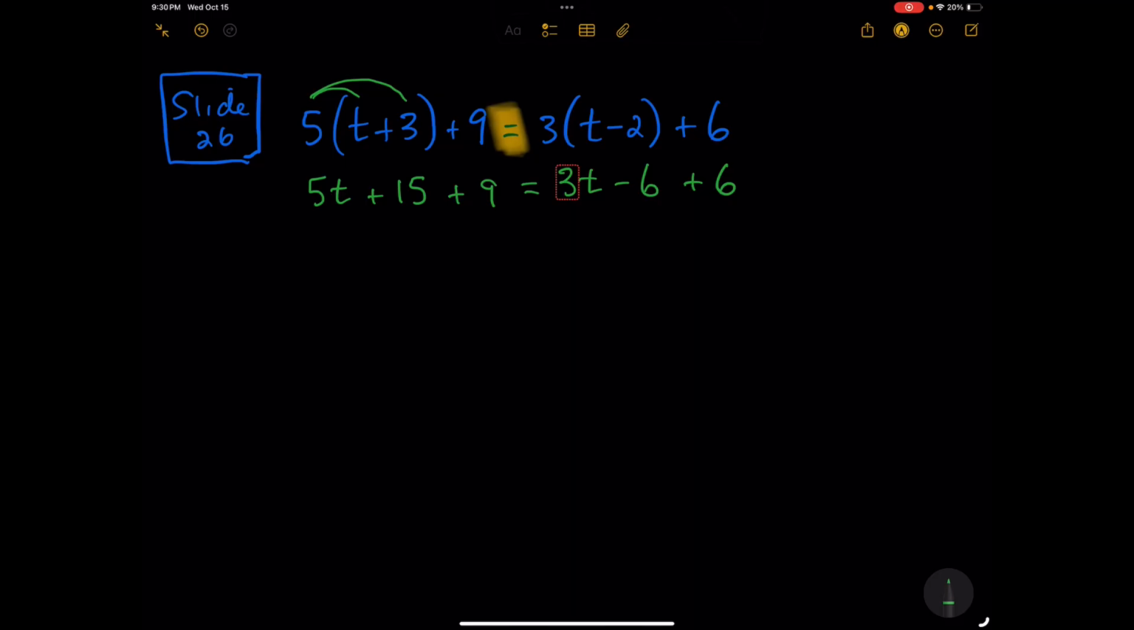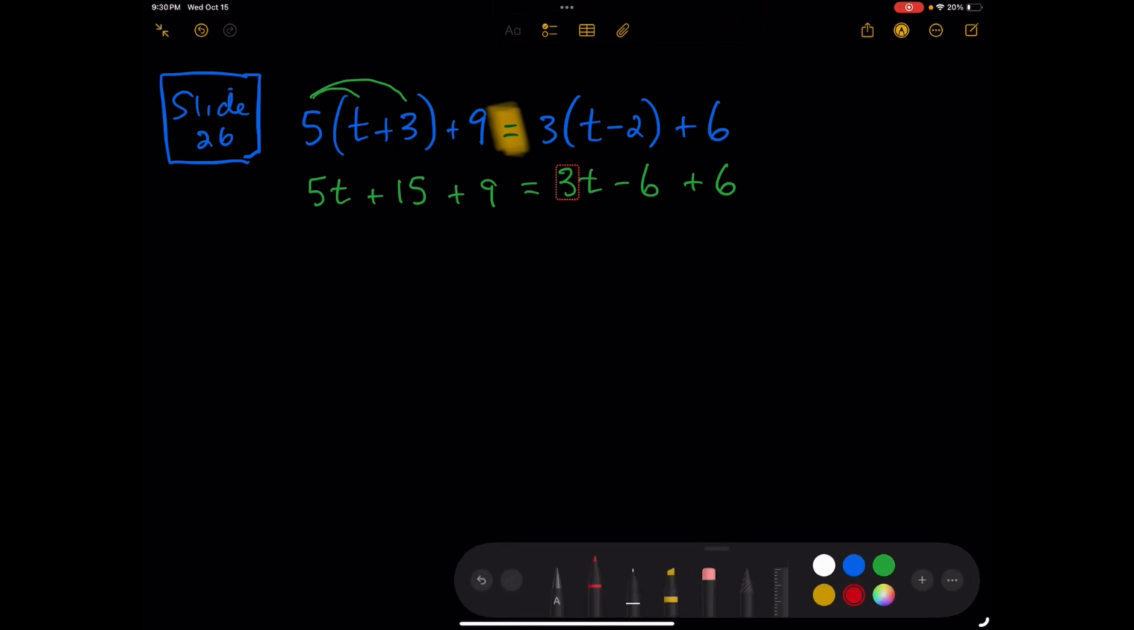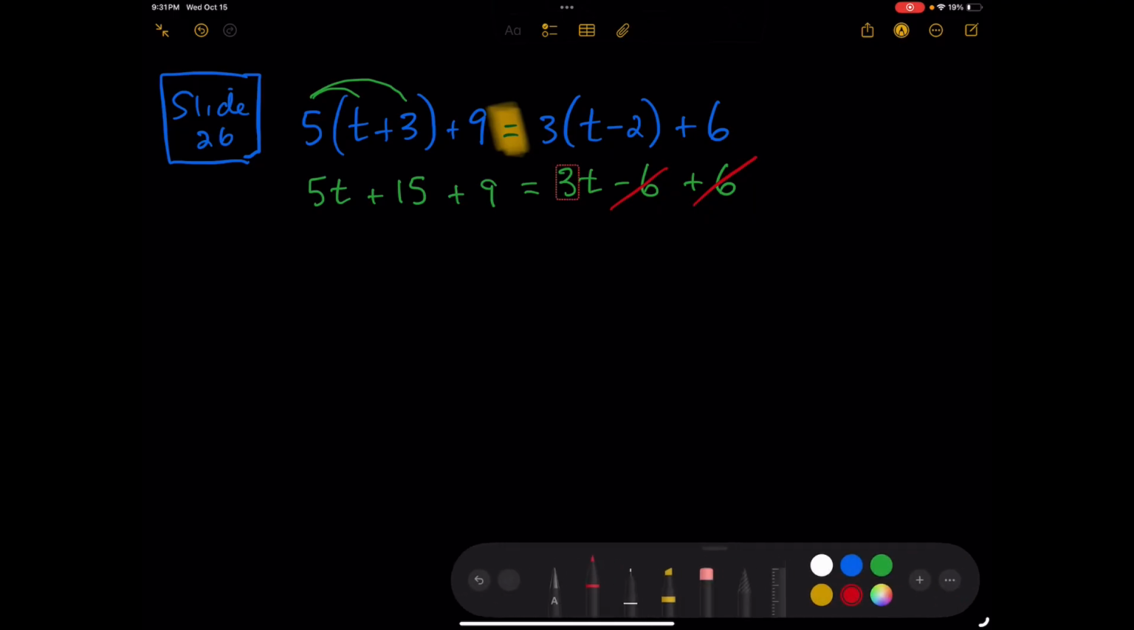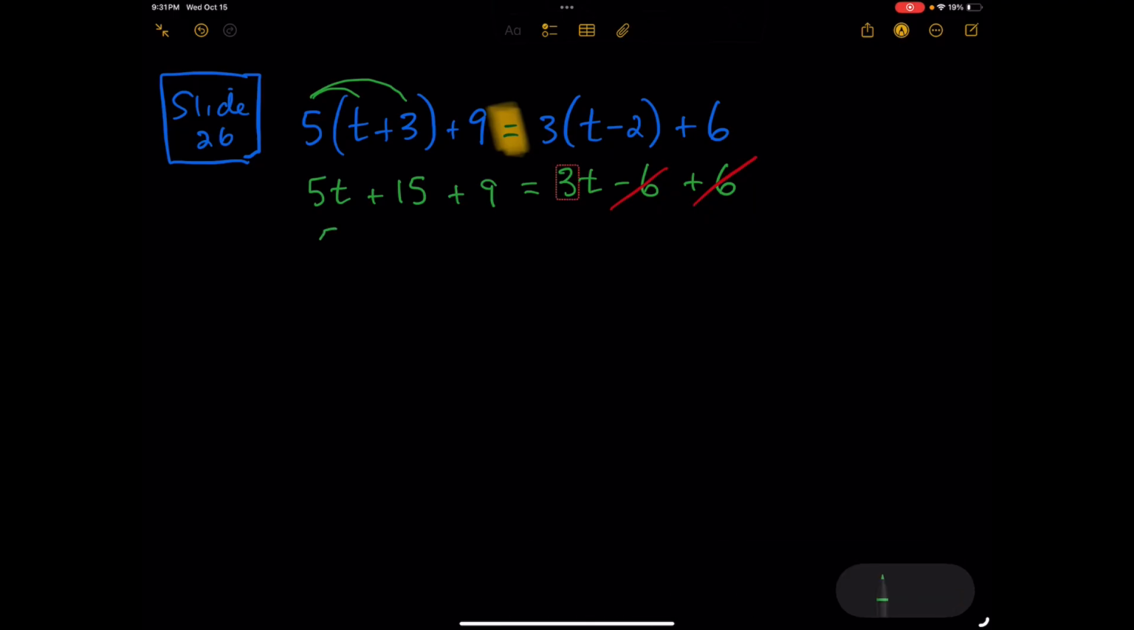So in this equation, we've gotten rid of all the brackets. That's a good first strategy. Now I notice here that minus 6 plus 6 can be eliminated, and we can further simplify this by saying 5t plus, and we can take the 15 and the 9 and put them together, and that would be plus 24 equals 3t. Okay?